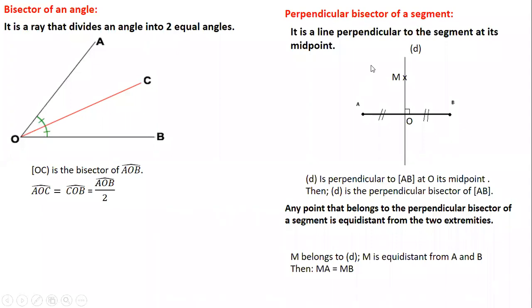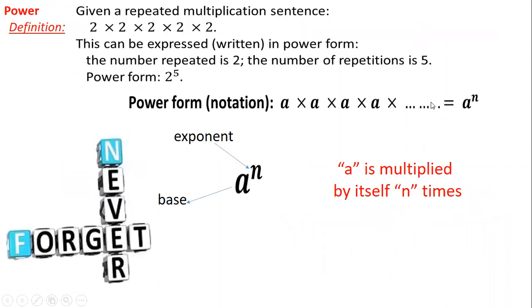Now, if we are talking about the perpendicular bisector of a segment, suppose, for example, we have a segment AB and we want to draw its perpendicular bisector. First, we should get the midpoint of AB, as Maya said before. If I wanted to find the midpoint of AB, I divide the measure of AB by 2, because the midpoint will be at the middle of the segment. So first I say that O is the midpoint of AB. Then I draw a perpendicular line to segment AB at the midpoint. So straight line D is the perpendicular bisector of segment AB. This is the perpendicular bisector of a segment.